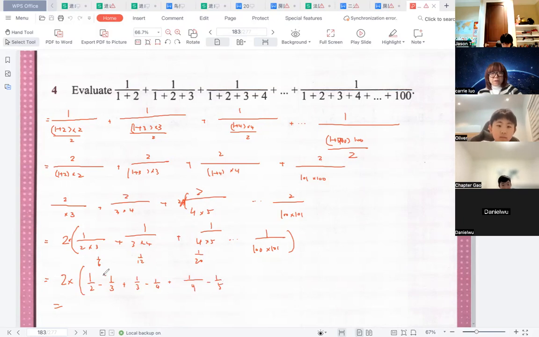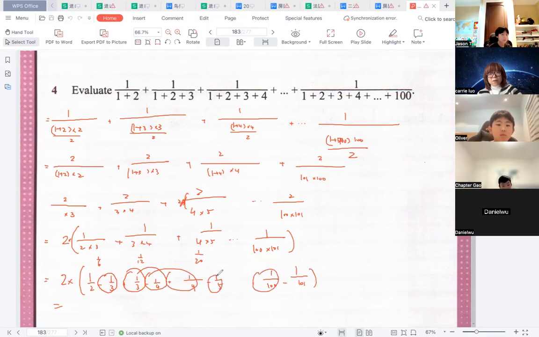So you can see, Chapter, negative 1 over 3 plus 1 over 3, negative 1 over 4 plus 1 over 4. So it's always like that. So the last one is plus 1 over 100 minus 1 over 101, and this one is going to be eliminated by the earlier one because this is plus and minus. Get it? It's all gone. So the middle is all gone. So we only have 2 times (1 over 2 minus 1 over 101). So you can times inside. So 2 times half equals 1, and 2 times 1 over 101 equals 2 over 101. So the answer is 101 over 101 minus 2 over 101 equals 99 over 101.